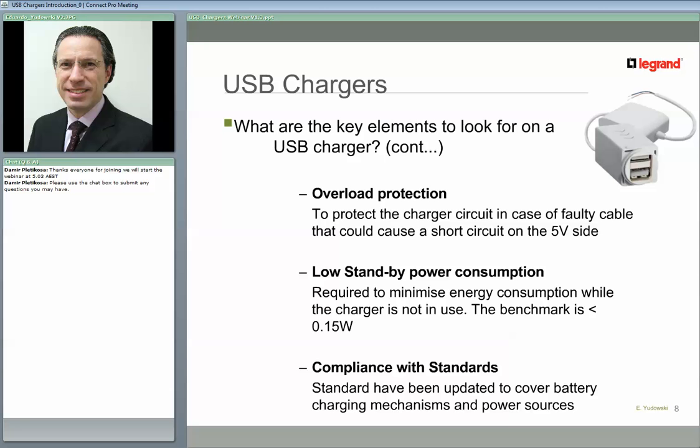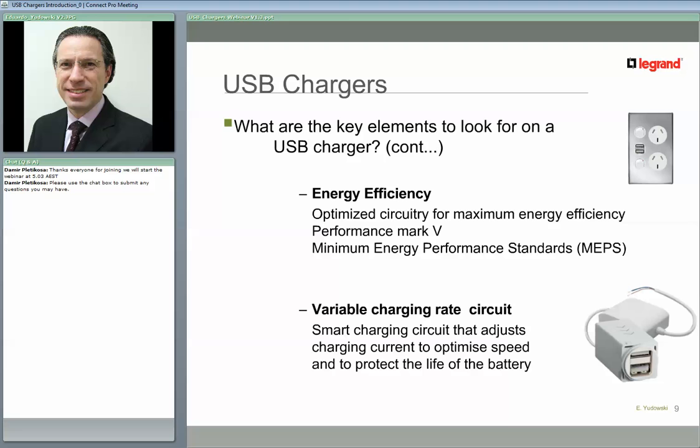so obviously chargers must comply with the standards. What are the key elements to look for in a USB charger? Again, we are looking for energy efficiency, optimal circuitry for maximum energy efficiency, performance at Mark 5.